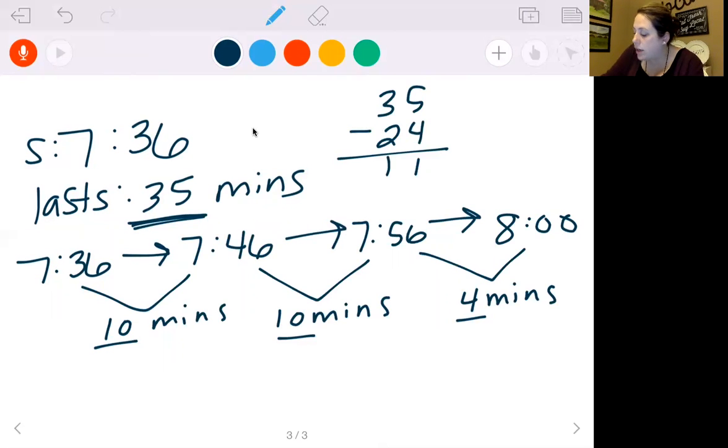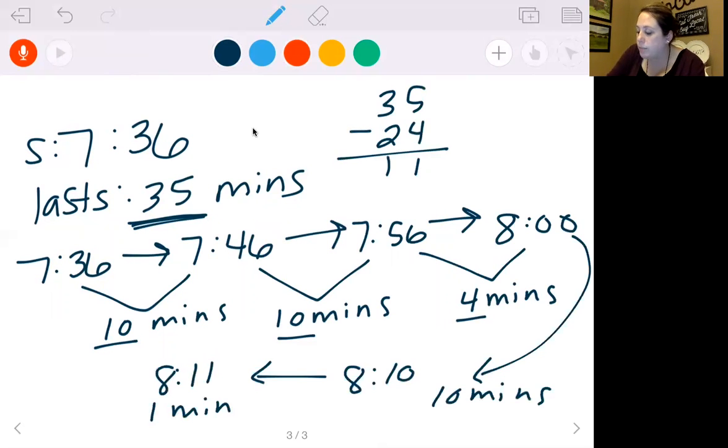So now let's go to 8:10, which is 10 minutes, and then to 8:11 is 1 minute. So we did 10, 20, 30, 34, 35, which is exactly what we wanted. So we counted up 35 minutes. I started off with 10 minutes, then 10 more, then 7:56 to 8 o'clock is 4 minutes. Then 10 minutes to 8:10 plus 1 more minute to 8:11. So that gives me my 35 minutes at 8:11.